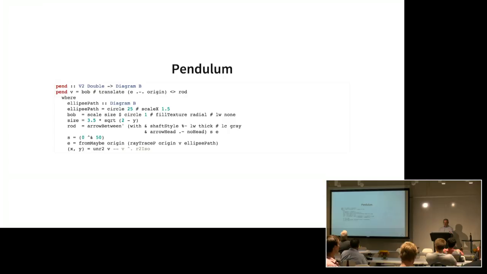As you can see, I calculate the size based on the y coordinate. Sometimes the easiest way to connect things in diagrams is to actually use our arrow API. So here I connect the rod with the bob using the arrow between function. I just create an arrow that doesn't have a head or a tail. And again, you're going to see our record API, where we use the idiom of the width plus the lens operators to set the features of the arrow. Here I'm setting the arrow shaft to have a thick line width and be gray. And I'm setting it to not have a head, and it points between the two points which I calculated below.